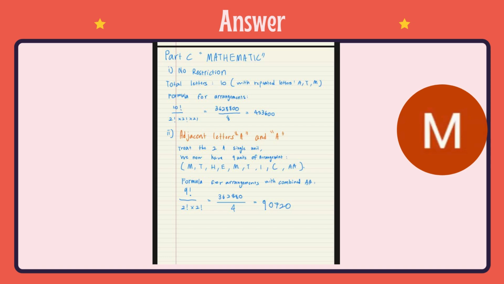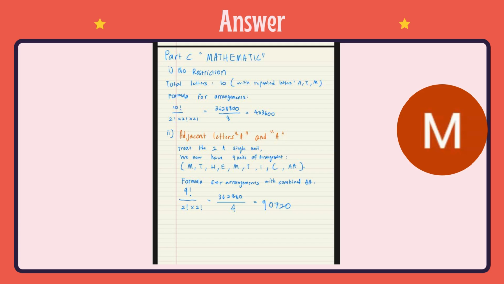For part C, MATHEMATIC, first is no restriction. The total letters is 10, with repeated letters A, T, M. The formula for arrangements is 10 factorial divided by 2 factorial times 2 factorial times 2 factorial. 10 factorial is 3,628,800, divided by 8, so we get 453,600 ways with no restrictions.